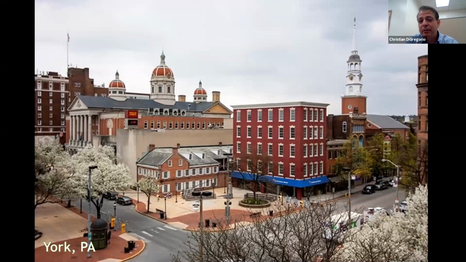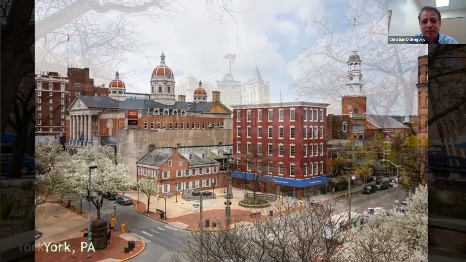All right, and here's the city of York, Pennsylvania. So York was founded in, I believe, 1764, and the United States became shortly after that, and then shortly after that, York College of Pennsylvania started in 1787.